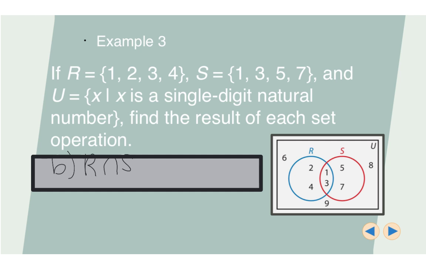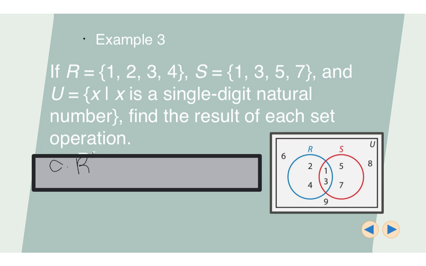All right, let's take a look at B. B is R intersecting with S. Intersecting is numbers that match. Do you see numbers that match? Very good. 1 and 3 are numbers that match. Let's continue.